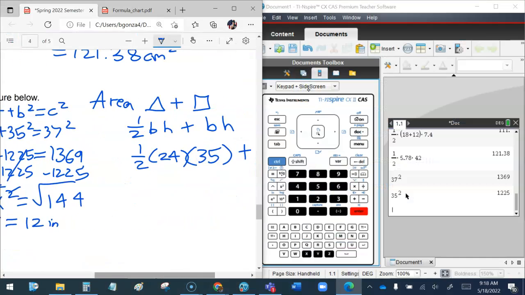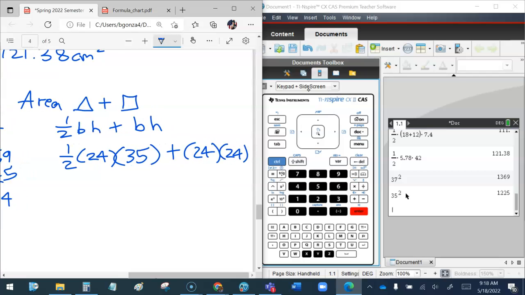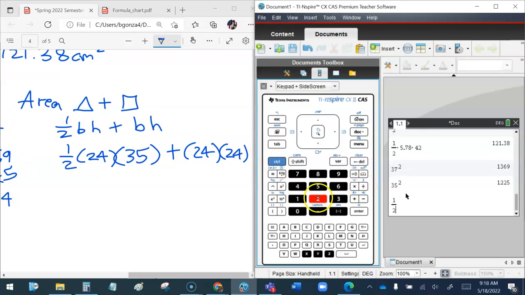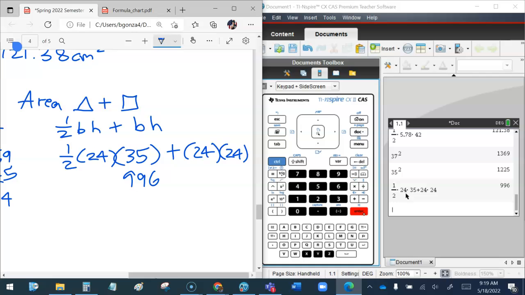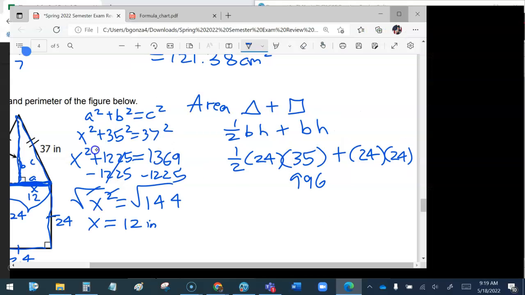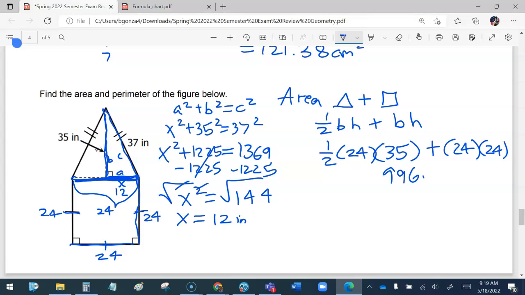Okay, so let's just type that in, see what happens. So 1/2 times 24 times 35 plus 24 times 24 is 996 inches squared because it's area.